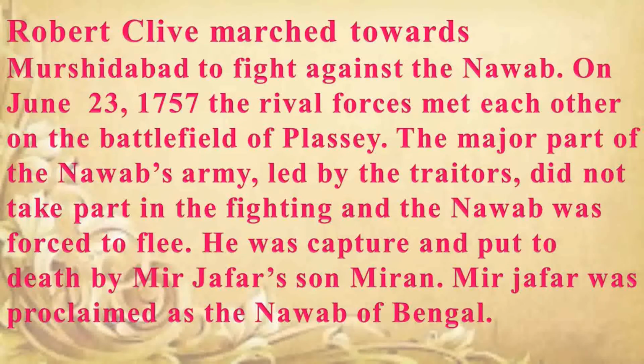On June 23, 1757, the rival forces met each other on the battlefield of Plassey. The major part of the Nawab's army, led by the traitors, did not take part in the fighting, and the Nawab was forced to flee. He was captured and put to death by Mir Jafar's son, Miran. Mir Jafar was proclaimed as the Nawab of Bengal.